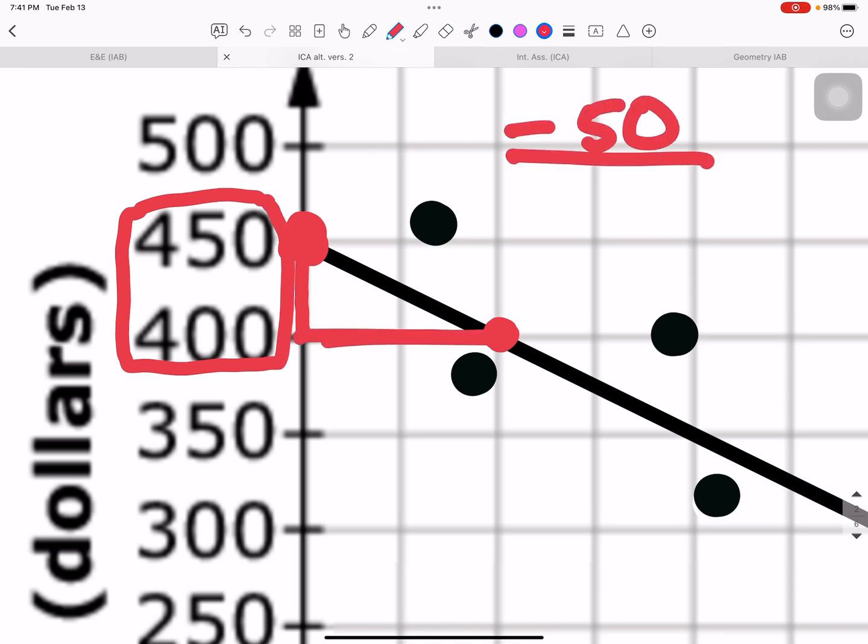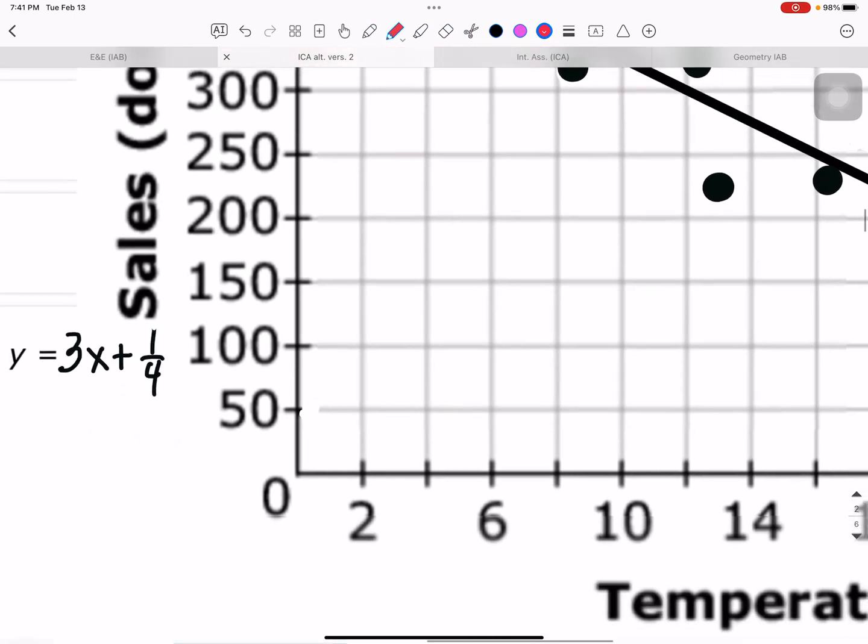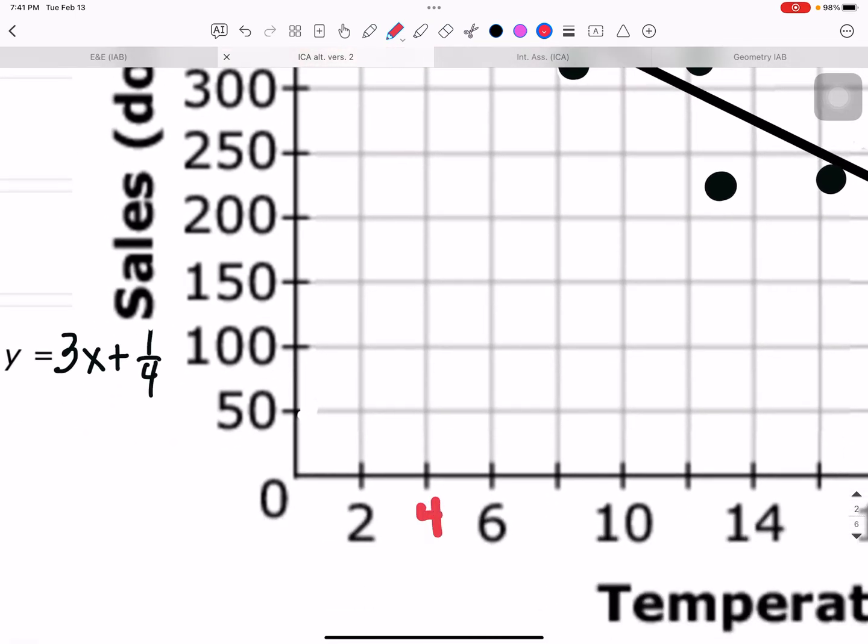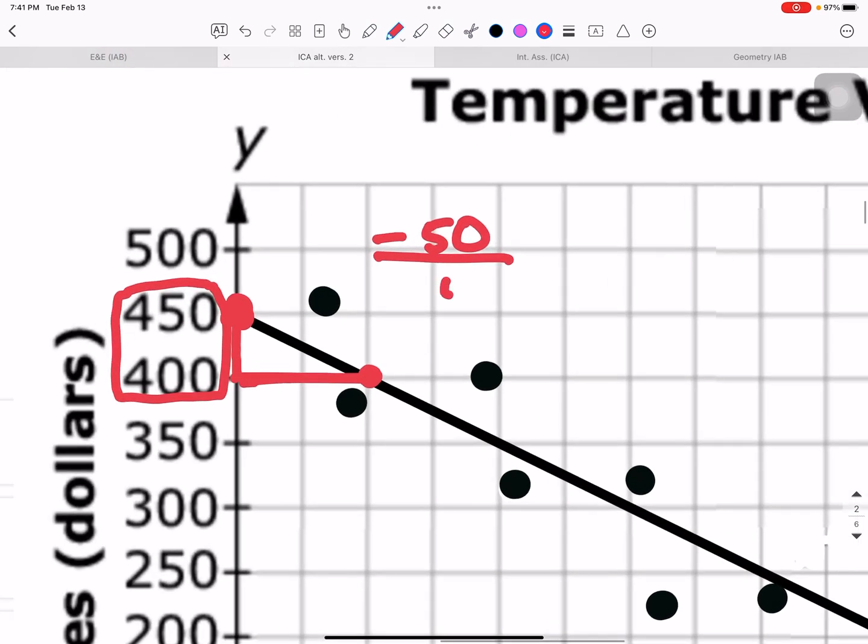How much does it go over? 2 boxes? Can I say 2 boxes? No, I can't. This is actually 4. Okay, down 50 over 4. If you are good at reducing, you know that these are both even, so I cut them in half. 25 halves, and that is the answer.